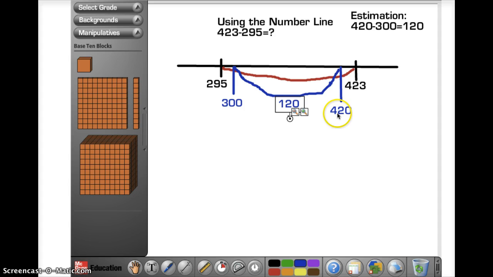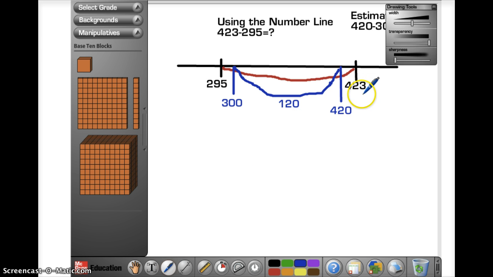We know that 420 minus 300 is 120. Now we need to find the difference between 423 and 420, which is 3. And 300 minus 295, which is 5.